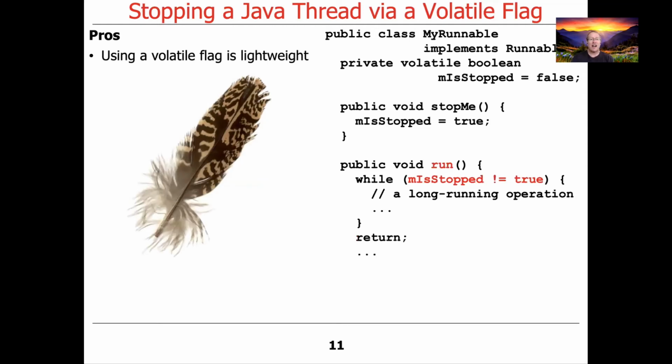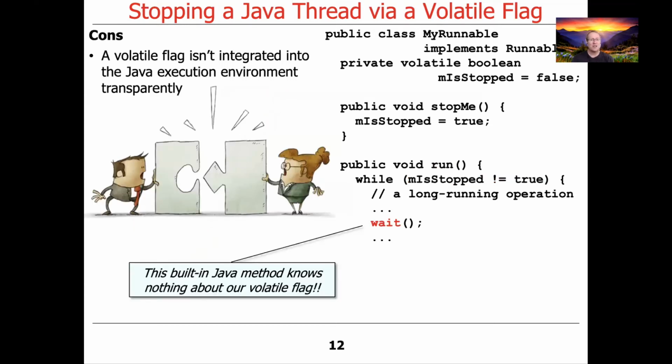So what are the pros and cons of using a volatile flag? Well, the pro is it's super duper lightweight. It's just basically a check using a volatile field. What could be faster? That's super duper fast. The downside, however, is that these volatile flags aren't integrated into the Java execution environment in a transparent way.